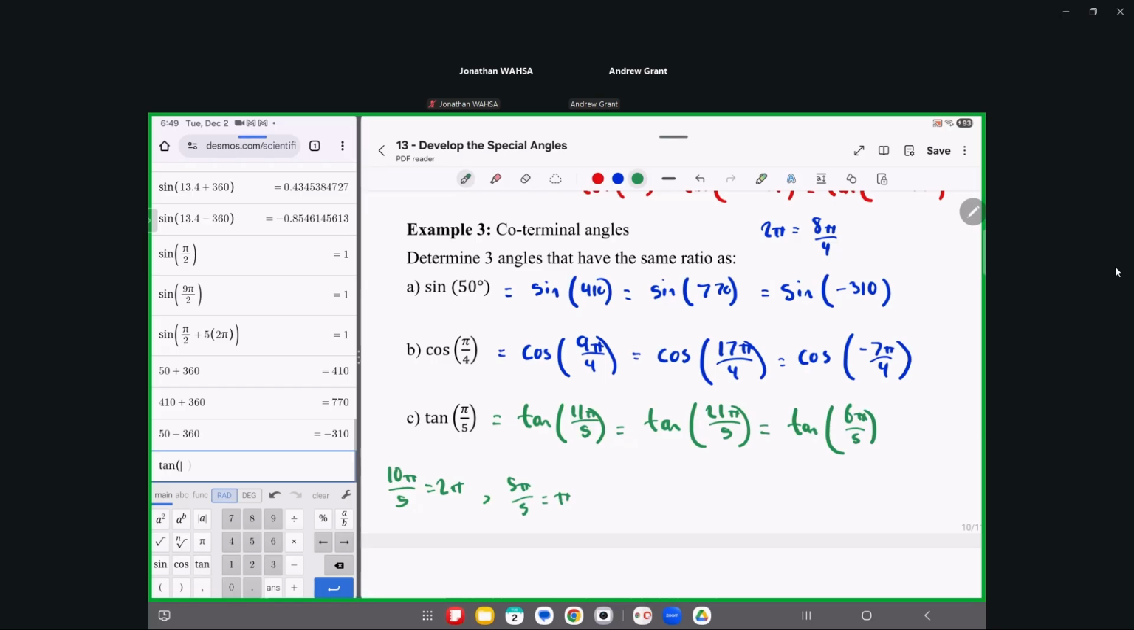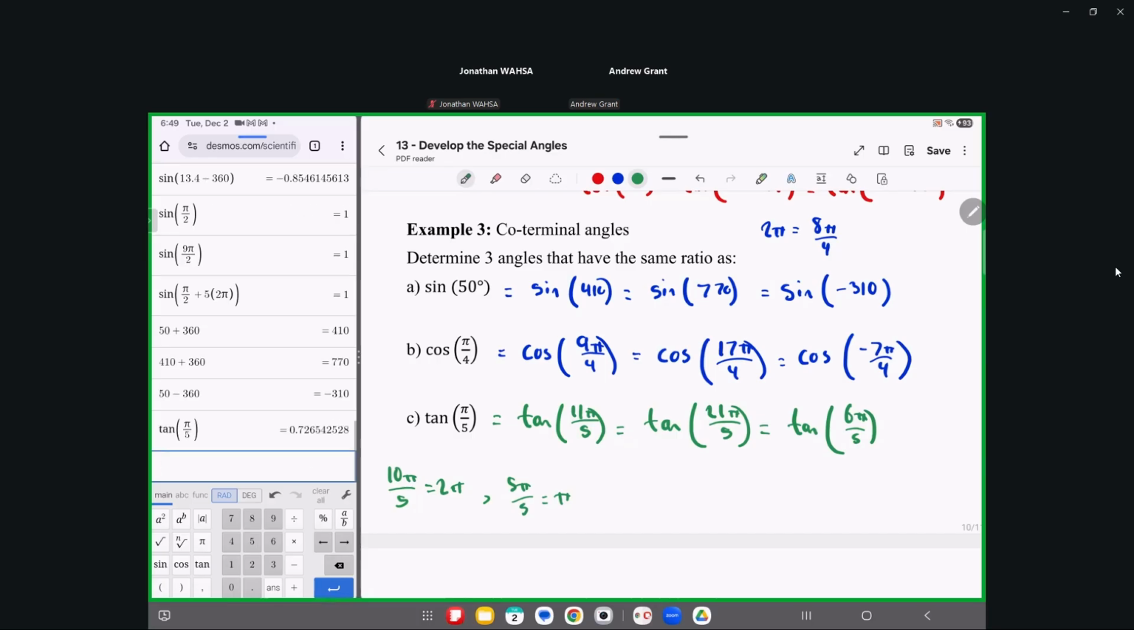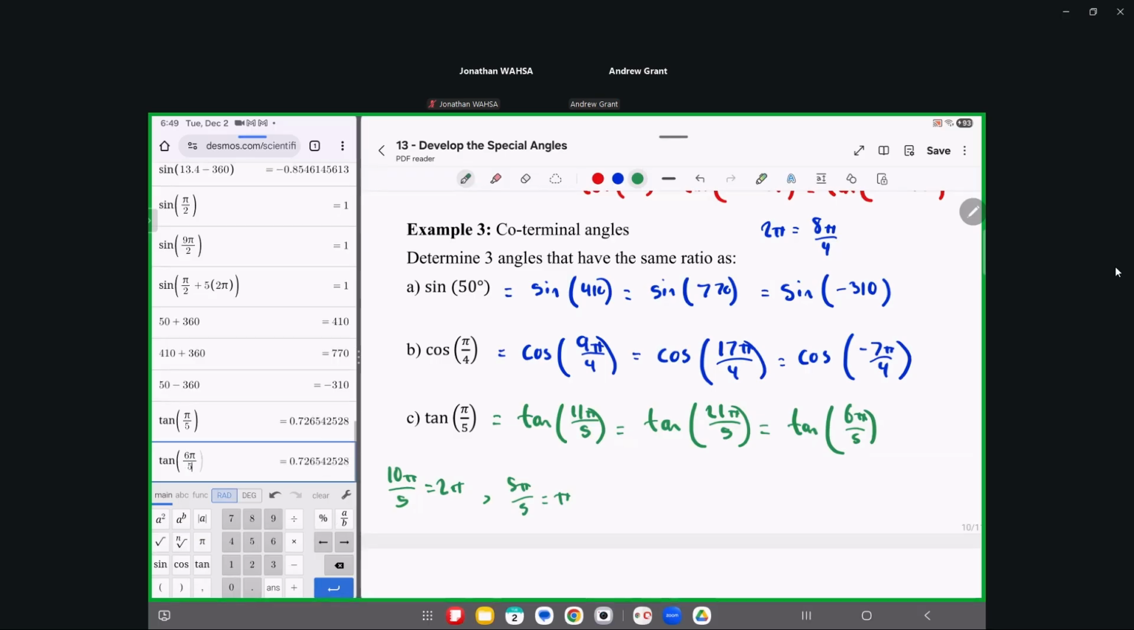And just to verify one of these, if I take tan of pi over 5, I get 0.72. I'm saying that that's going to be the same thing as tan of 6 pi over 5. And so it is.